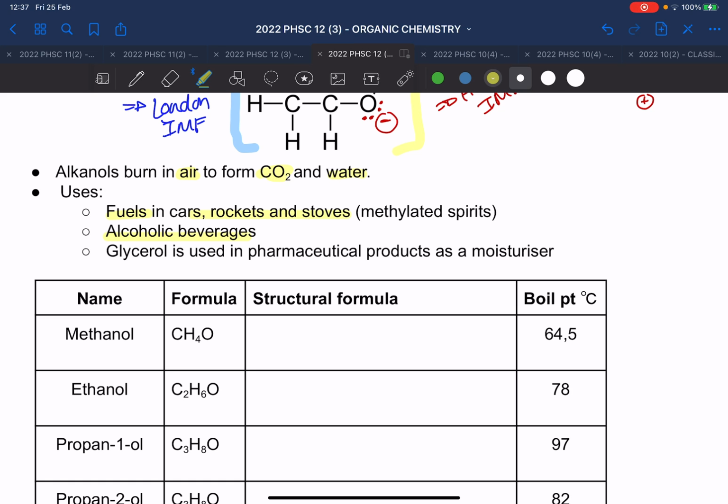Have you ever heard of glycerol? Have you ever heard of glycerine? Where do you find glycerine? In lotion, in Vaseline. Someone has Vaseline with them? But the most common one everyone knows is Vaseline.